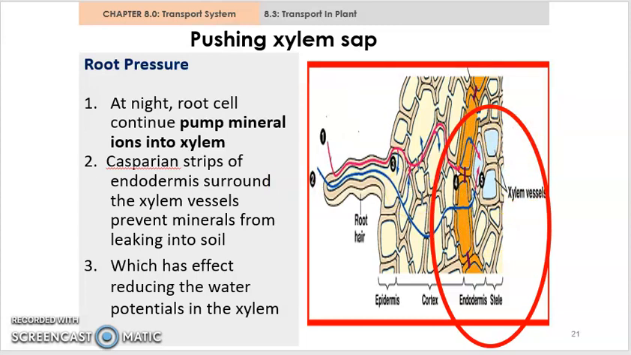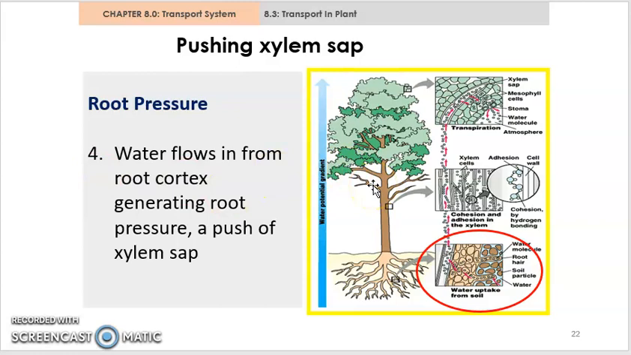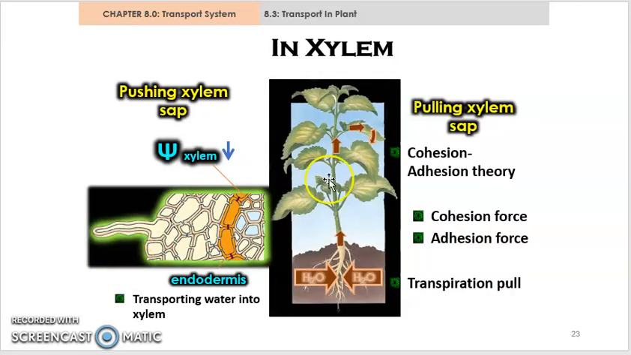Okay, so it will cause the water to be pushed towards the xylem vessel. So ni yang kita panggil sebagai root pressure. Okay, water flows in from root cortex, generating root pressure, a push of the xylem sap. Alright. So maksudnya dekat xylem ni awak mesti kena bezakan lah. Satu yang kita dah discuss sebelum ni, pulling xylem sap, which will relate with the transpiration pull and also cohesion and adhesion theory. Another one adalah pushing xylem sap, which will relate with the root pressure. Okay.